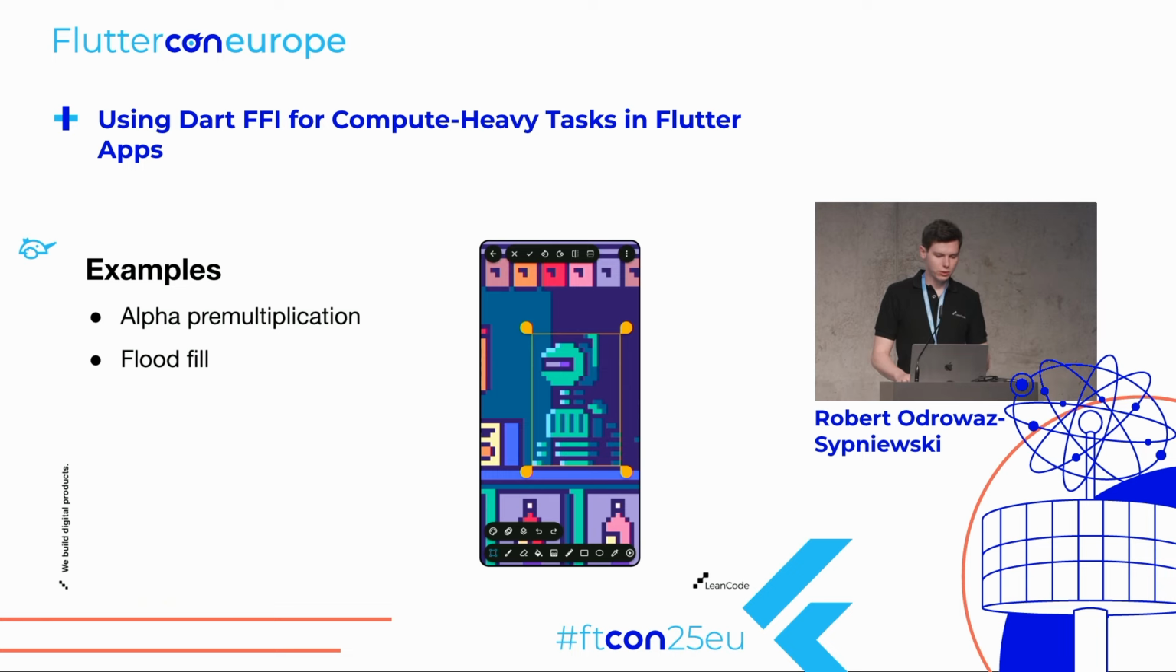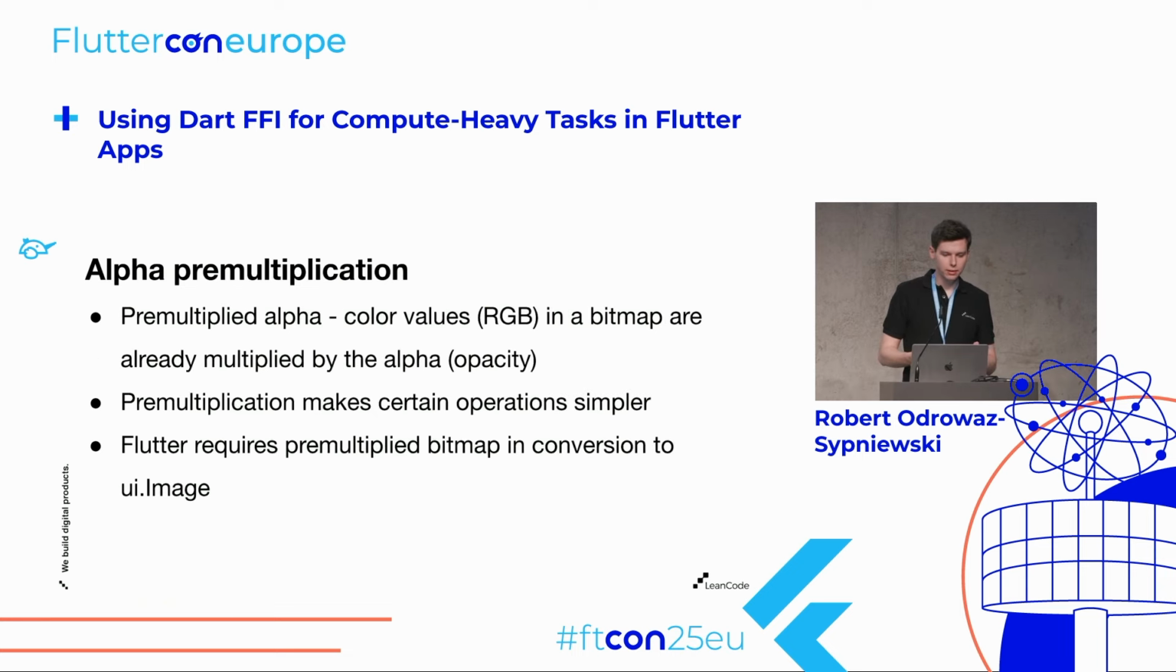So first one of them is alpha premultiplication. Alpha premultiplication is converting between two different types of image representation in memory. Basically, in some cases, we want red, green, and blue channels to be already multiplied by alpha, by the opacity value, because it makes composing those images faster. And in Flutter's case, premultiplied alpha is required for conversion to a UI image object in Flutter.